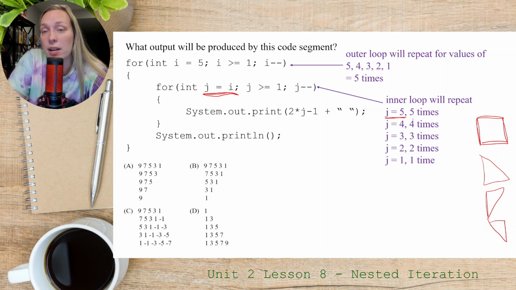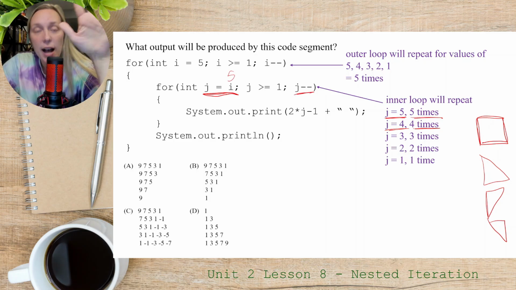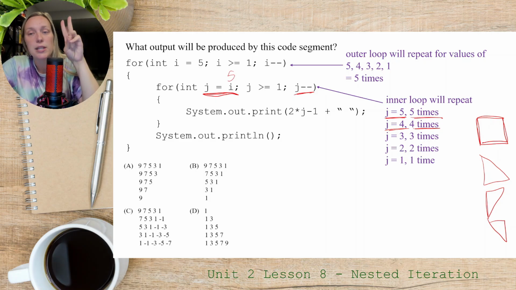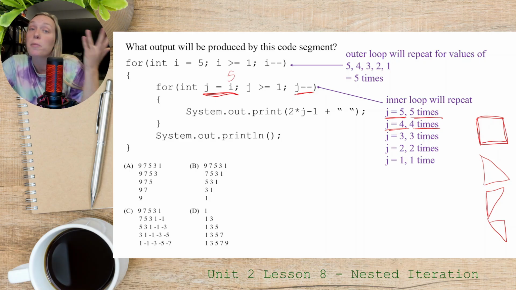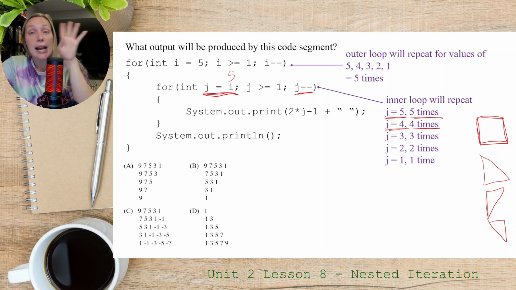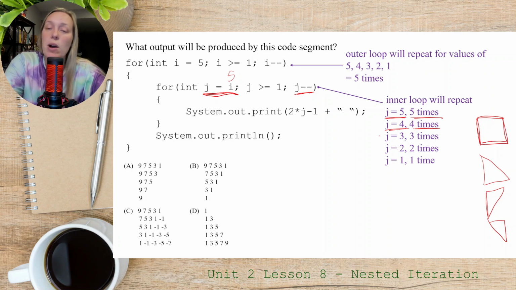When j is 5, this is going to repeat 5 times. When j is 4, it's going to repeat 4 times. How do I know? When i is 5, j is 5, and j loses 1 each time. So j is 5, then 4, then 3, then 2, then 1. So it's going to repeat 5 times. When i is 4, j is 4, so it's going to repeat 4, 3, 2, 1. That's how I know I'm going to have this pattern of the inner loop.